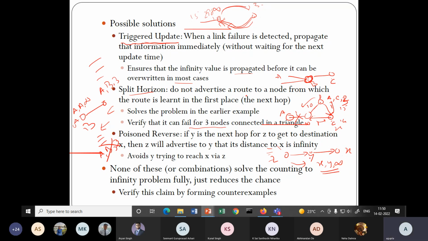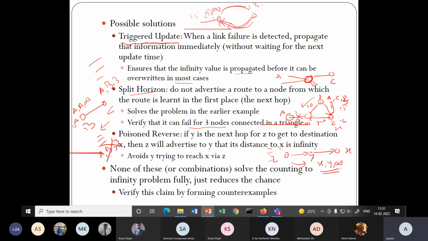Whereas in this case, Z is going to send a message to the next hop, but it is advertised as infinity, which means infinity can never be less than infinity. So Y will never try to route through Z to go to X. That's something that Y has advertised.